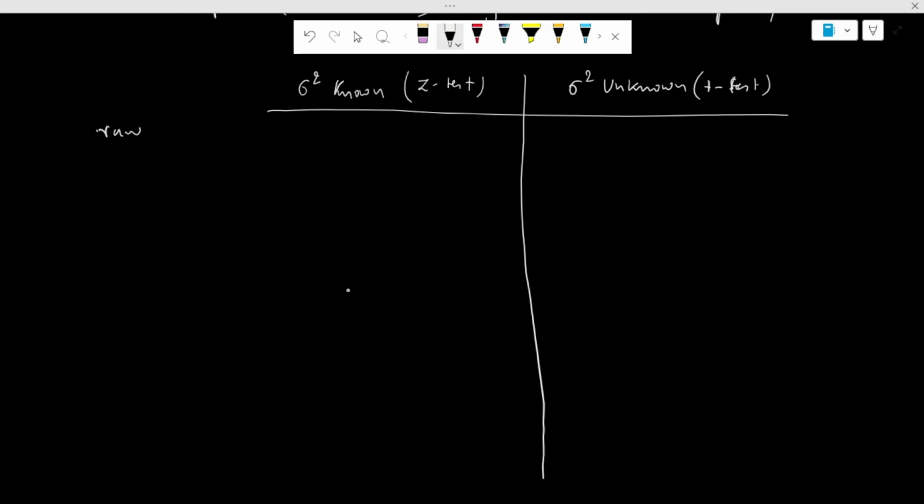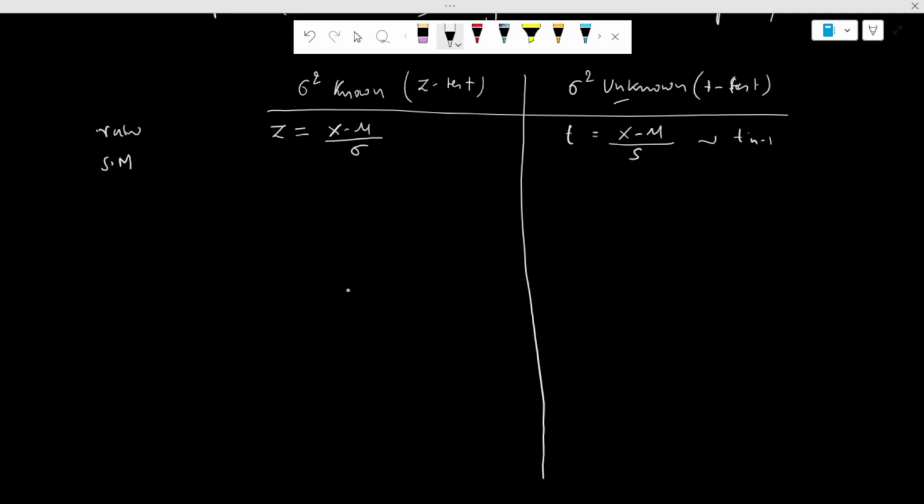For a raw score, our Z score we can calculate using this formula, x minus mu divided by sigma. We know this, and the corresponding T score has the same numerator. We have the same information, we simply don't know the population variance in this case, and we substitute it by the sample variance. This has a T distribution with n minus 1 degrees of freedom.